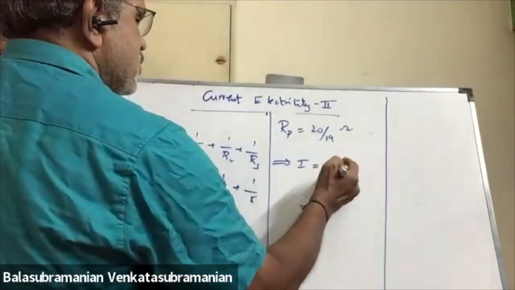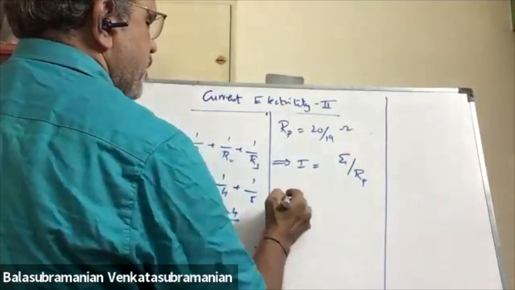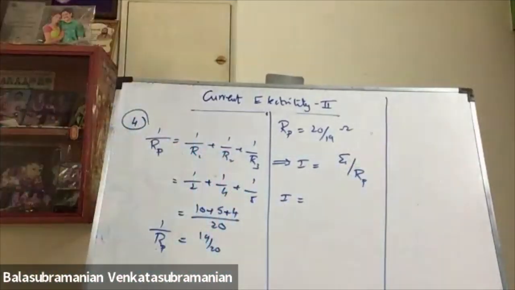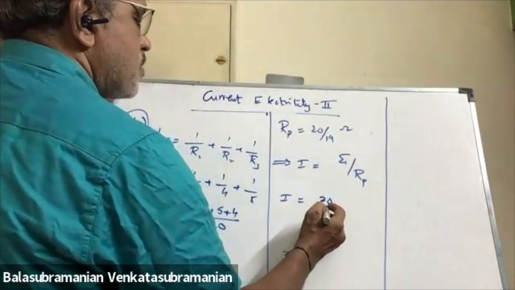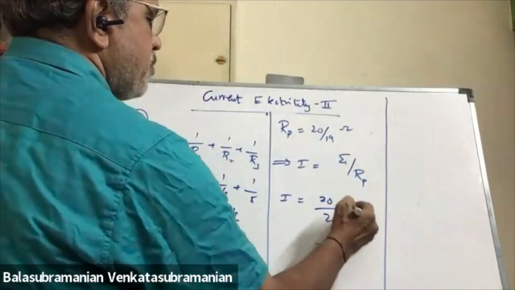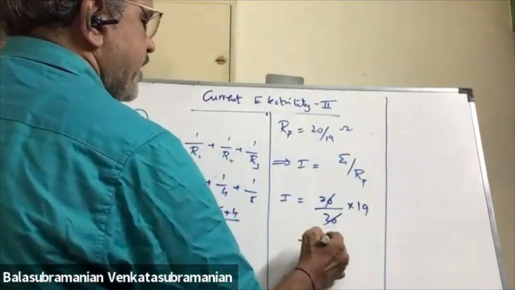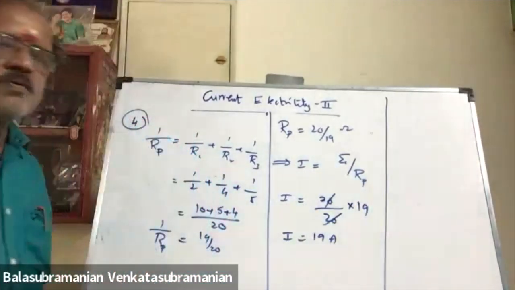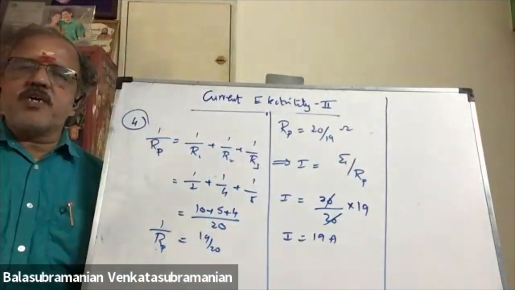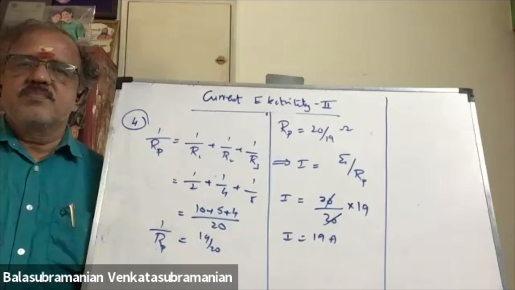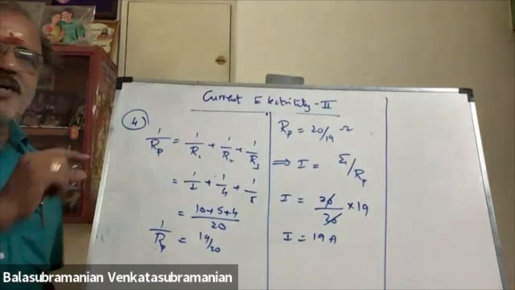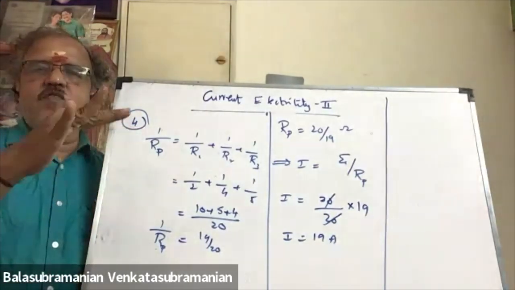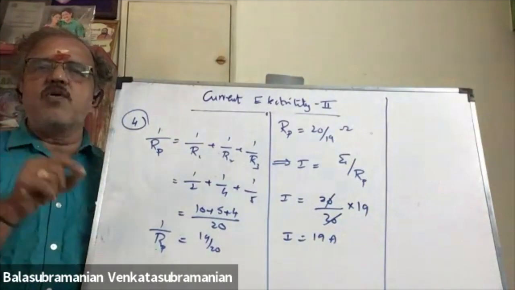Implies current I is equal to psi by Rp. What is the psi value given? EMF 20 volts. 20 by Rp, Rp is 20 by 19, so 19 ampere current. In parallel connection, potential is the same, current is different. It is equivalent to water flow: second floor, first floor, ground floor. Definitely the amount of water will be different.